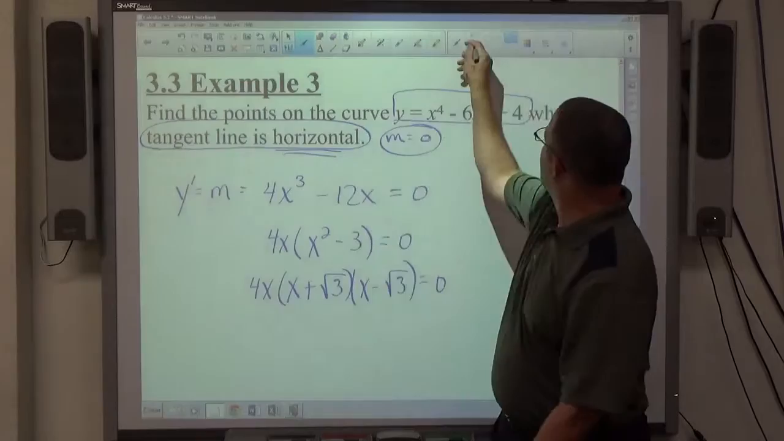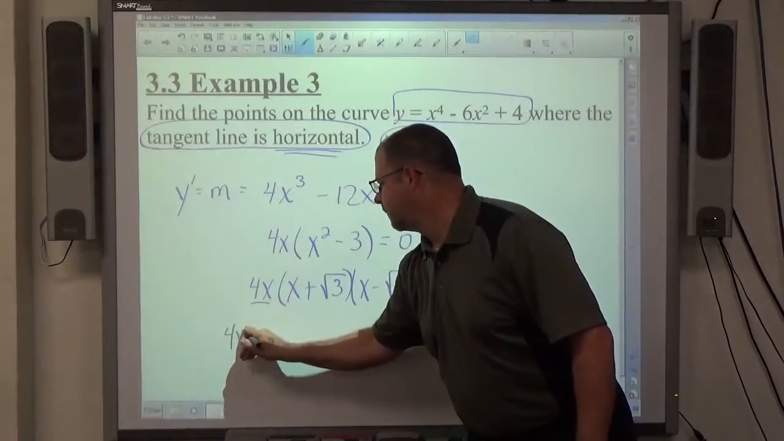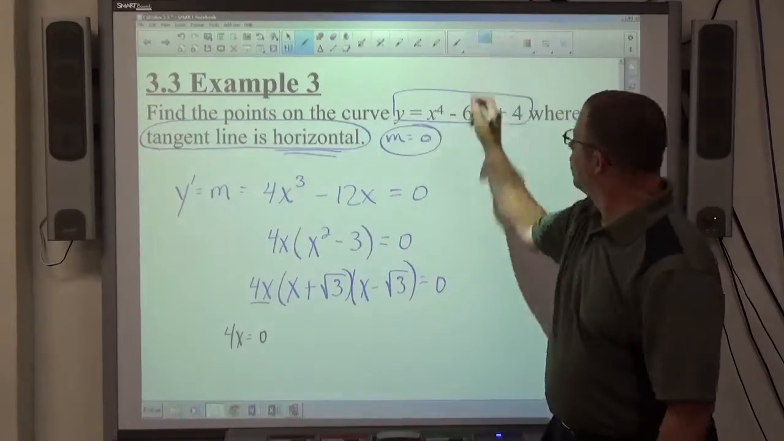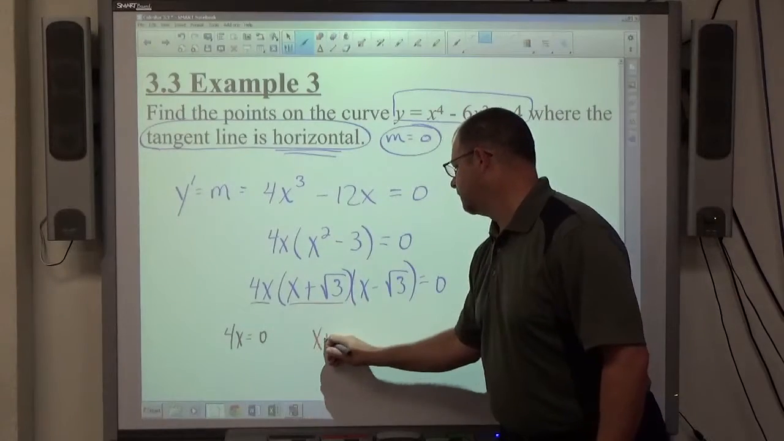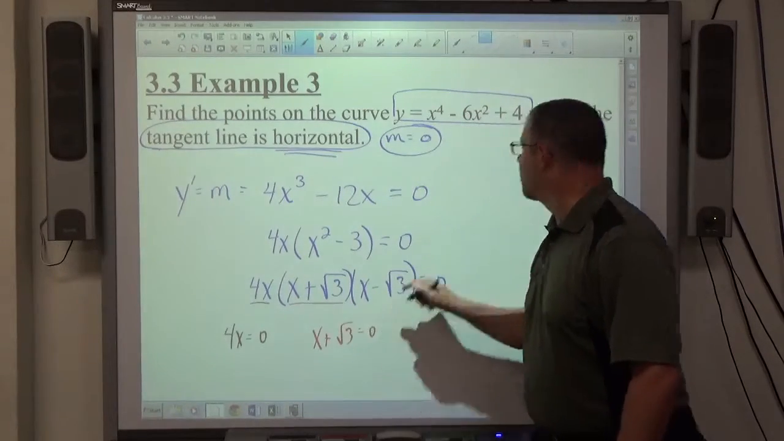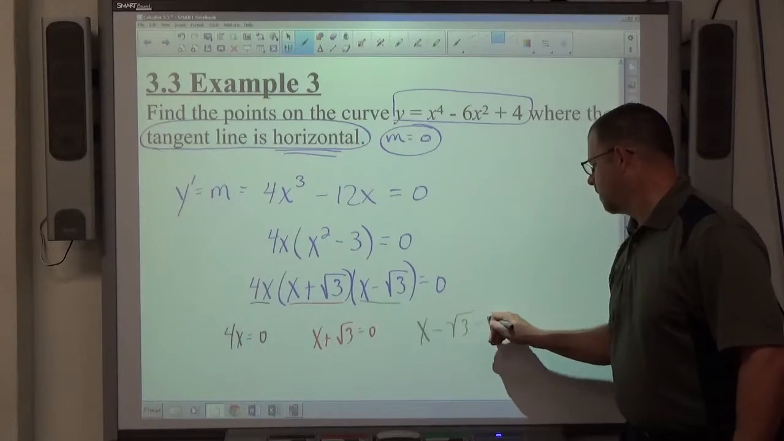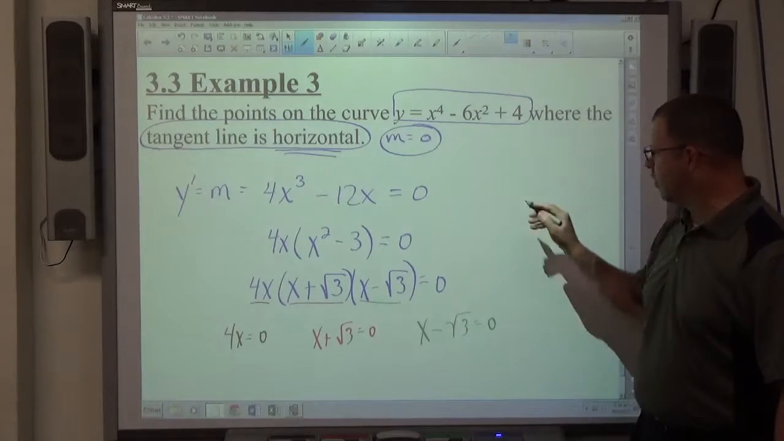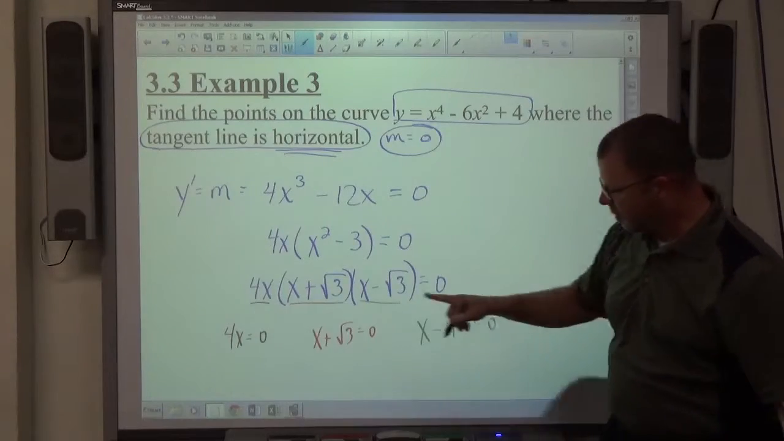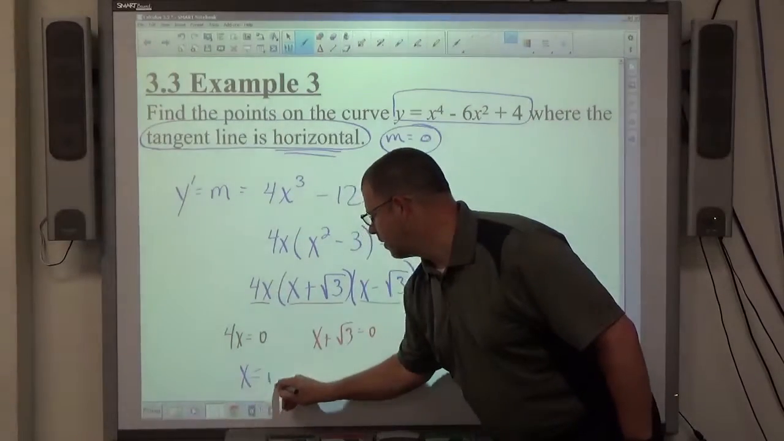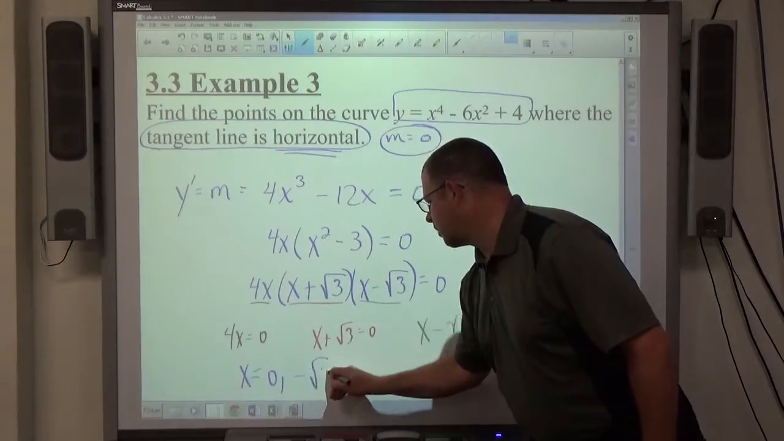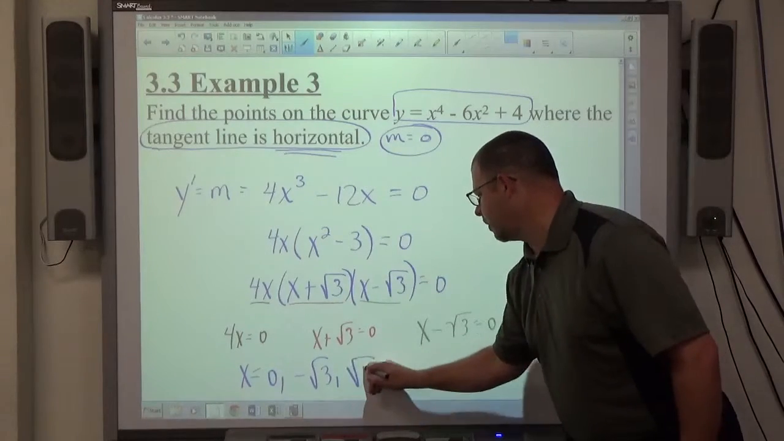So either factor 1 equals 0, or factor 2 equals 0, or factor 3 equals 0. And all I have to do is solve each of those individually. We can see that this one's going to be x equals 0, this one's going to be negative the square root of 3, and this one's going to be positive square root of 3.